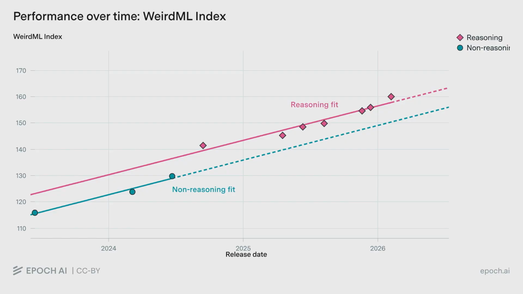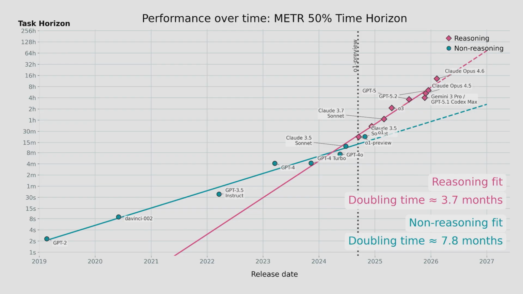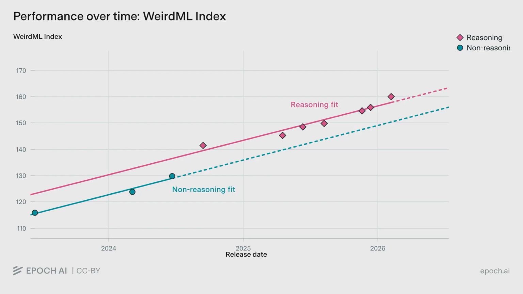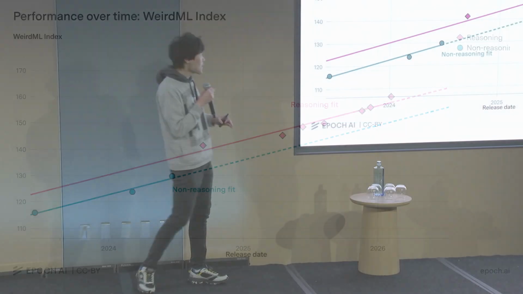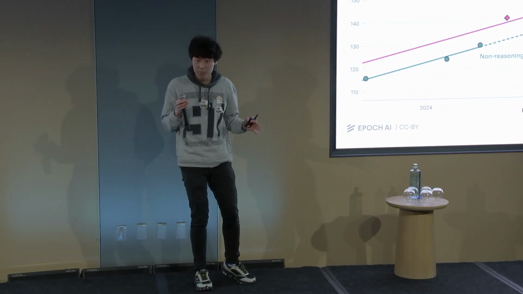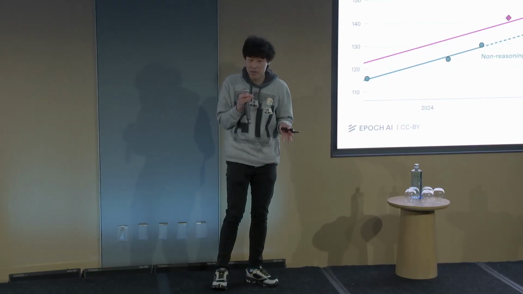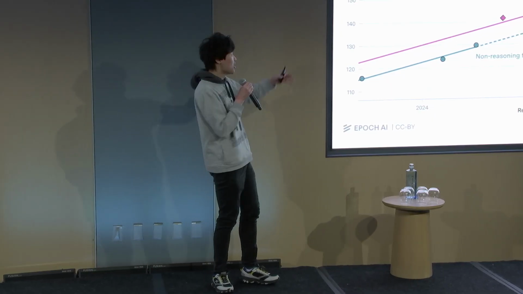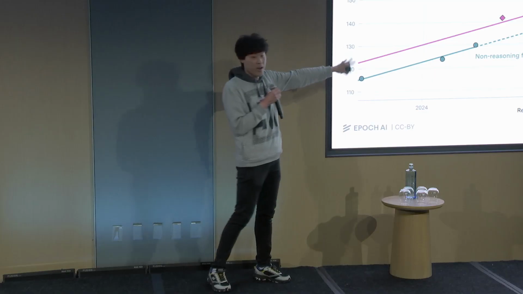They are better, but it's not a changing slope. Reasoning models and non-reasoning models, according to the Weird ML benchmark, are similar. It's just a little bit more capability. And this benchmark is very good because it does very weird machine learning problems, very hard scientific problems using maths and stuff like that. So definitely check this one out as well. This is a very good benchmark.